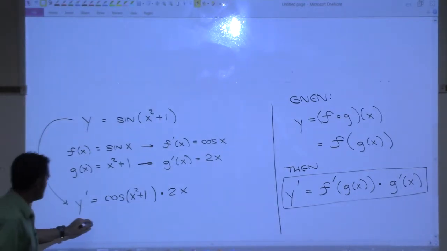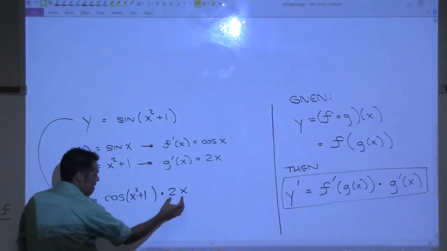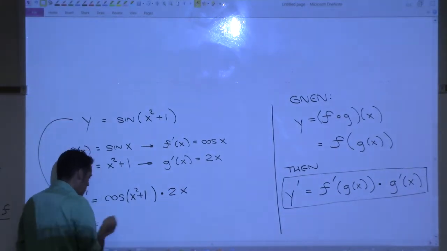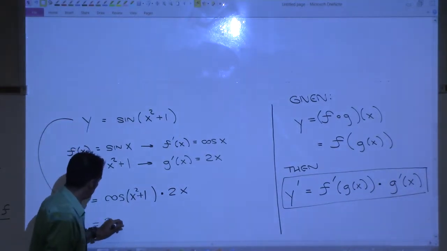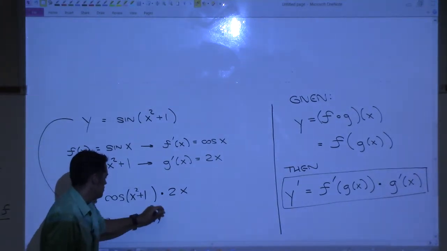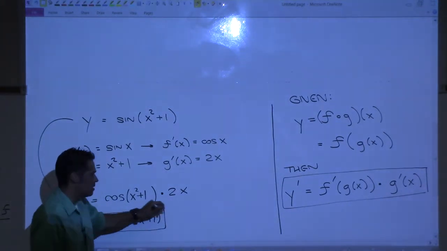Now, I could clean this up a little bit, okay? So one thing I could do is I take that 2x, and I can't put it in here, right? Please do not do that. I can bring it out front, though. 2x cosine of x squared plus 1. And that just looks more like what you would see in the textbook.